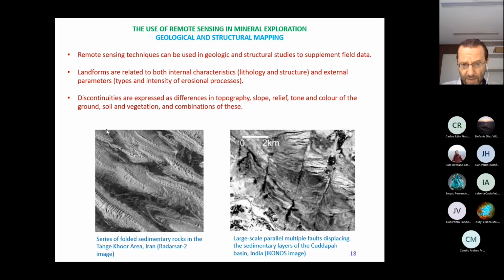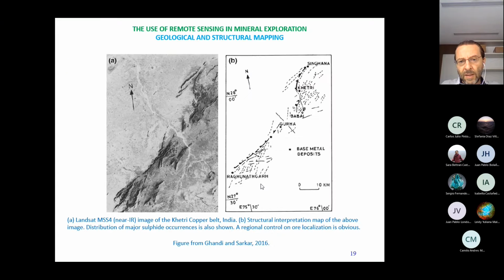You can see this is an area in Iran which is called the Zagros Fold and Thrust Belt, very famous worldwide. These are, you see from India, so you can see very nicely these folds that show offset. So obviously we can use this technology to do structural mapping. Here is another example with the structural interpretation based on the image that you see on the left, for instance.